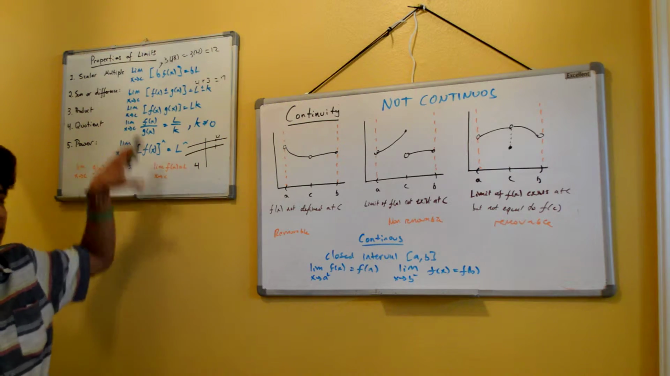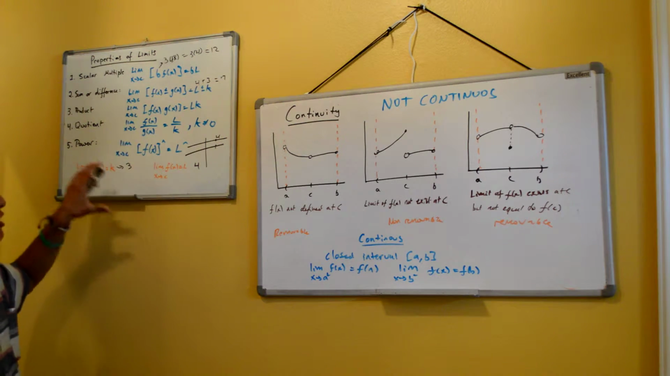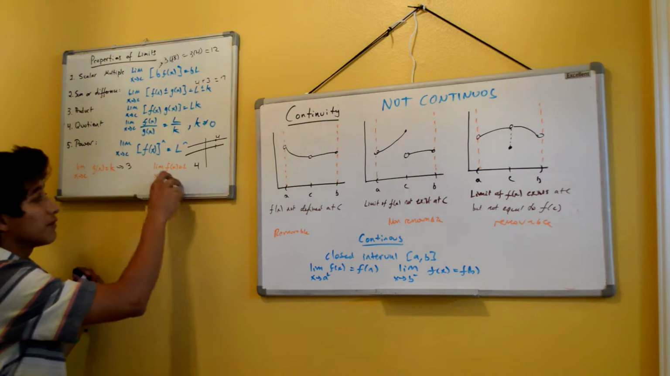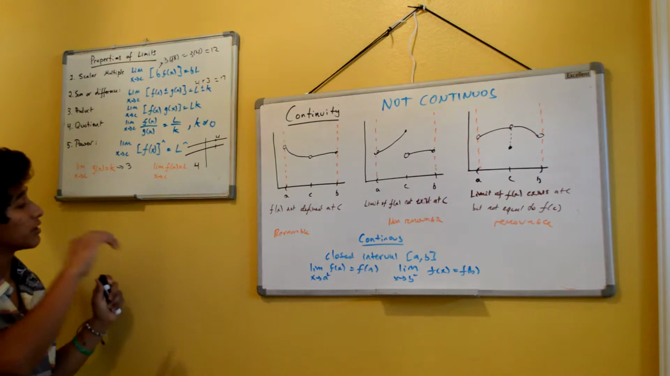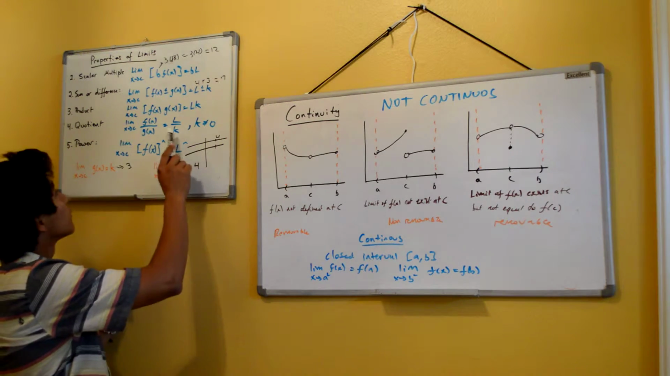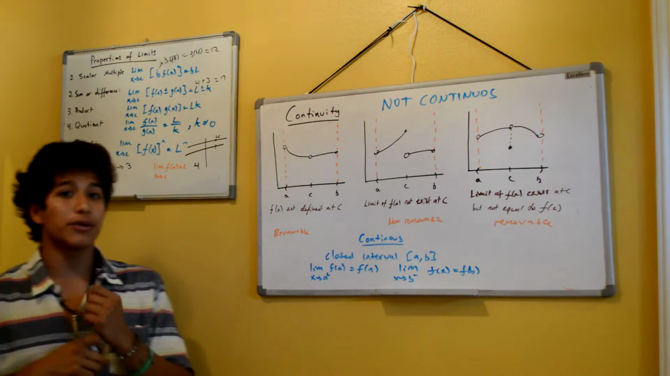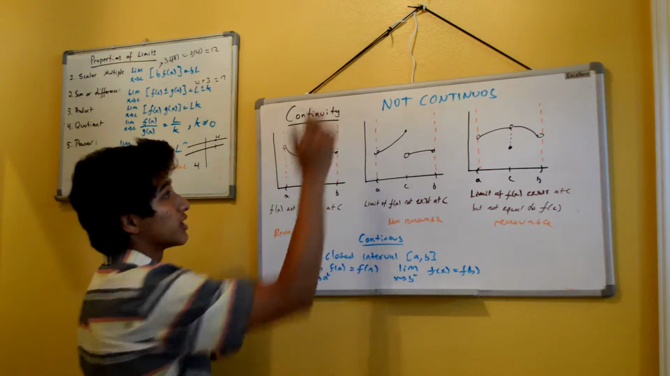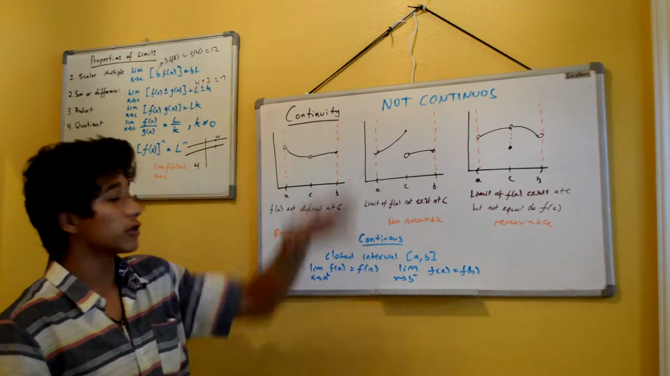I actually think this is very basic. What you have to remember, for me, is just 2 things. The limits have to exist, and I know I'm repeating that again, but it's very important. And for the quotient rule, the denominator cannot equal 0. So now we're going to move on to our next topic, which is continuity.